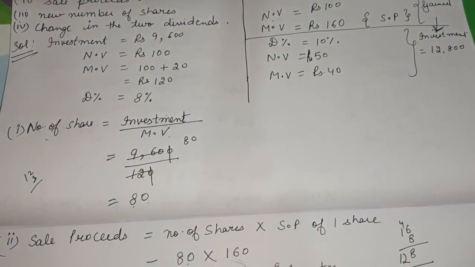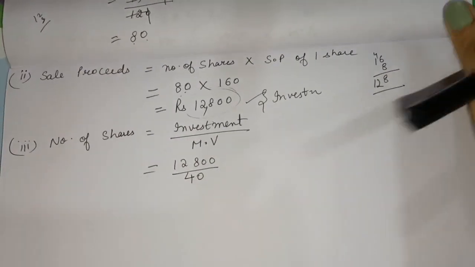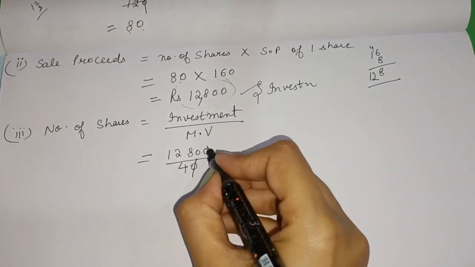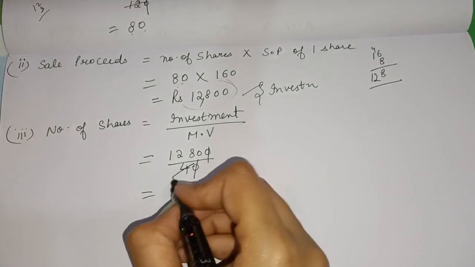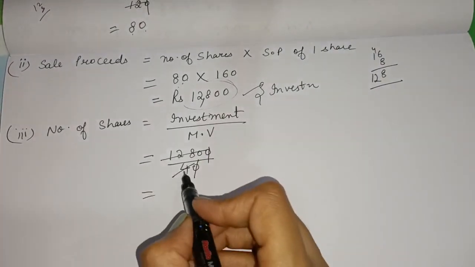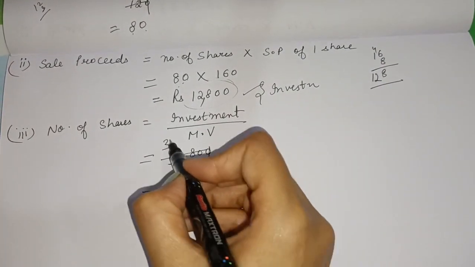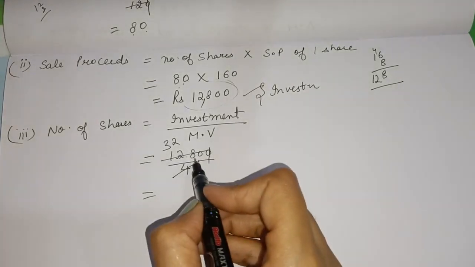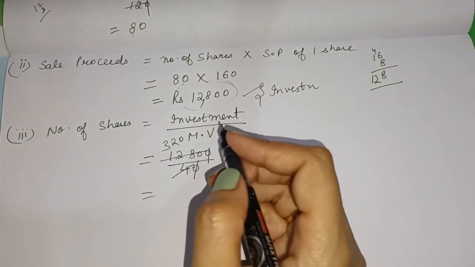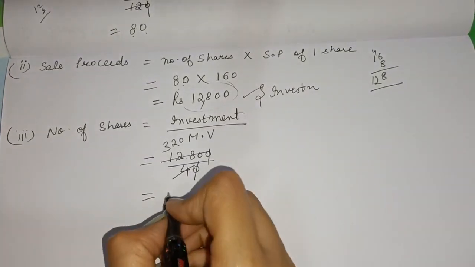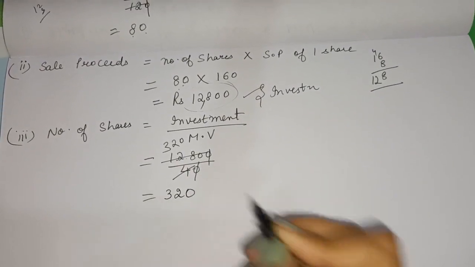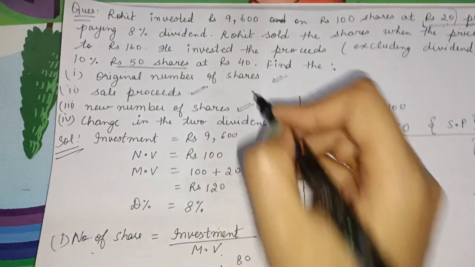So this MV we will write here. So by 40 we can do this one. So 4 table directly easily we can do cancellation. 4 into 3 is 12, 4 into 2 is 8, and 1 0. So 320. Number of shares, new number of shares is equals to 320. So this also we have done now.